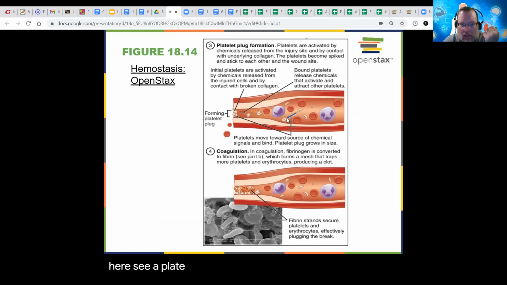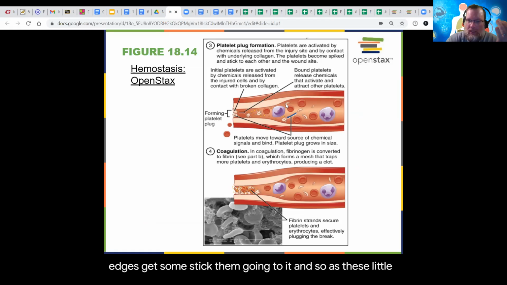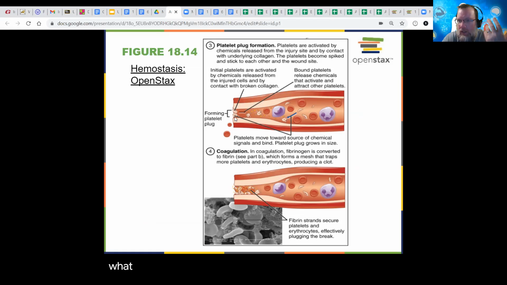See a platelet kind of converts. It's got that jagged edge. It gets some stickum going to it. And so as these little platelets start flowing through, they're going to get stuck in what we call a net. And the net is kind of fibrous. You can see we start to get some collagen fibers built up. So anyway, this platelet plug is basically a bunch of collagen fibers that have broken off from the lining.